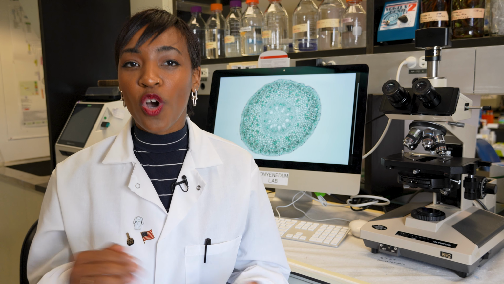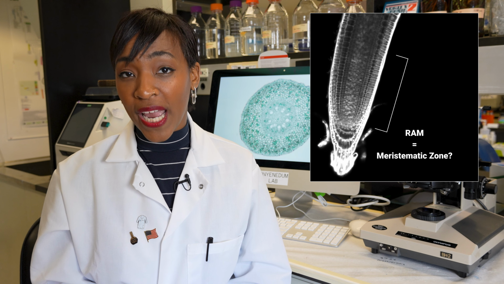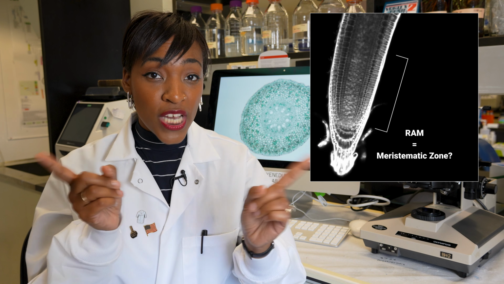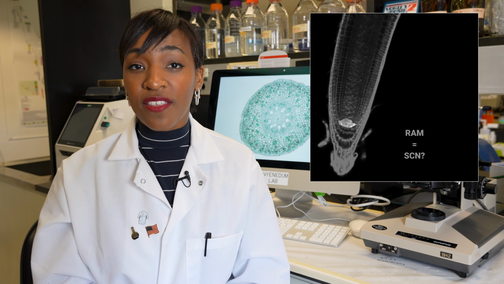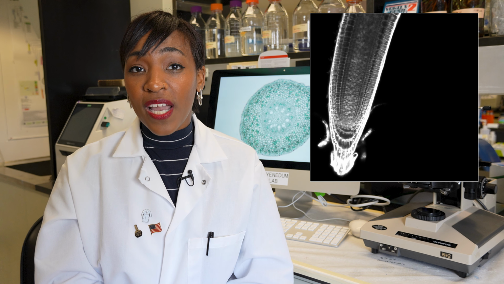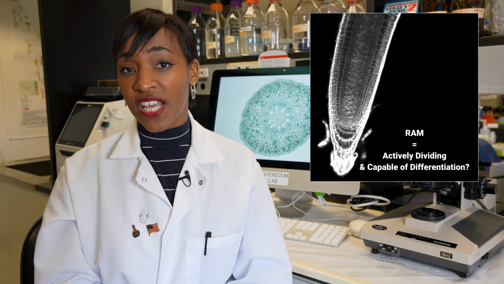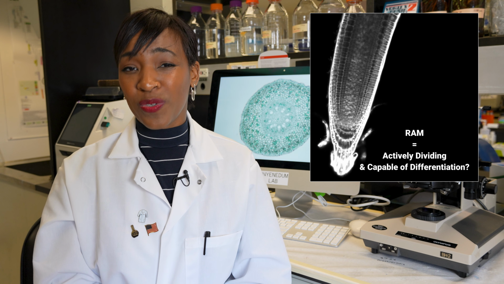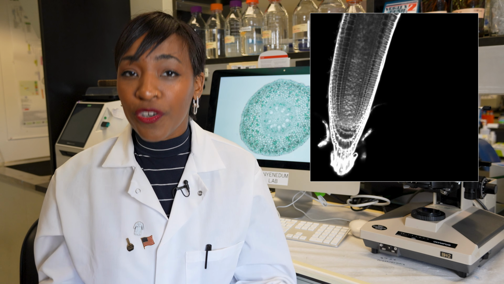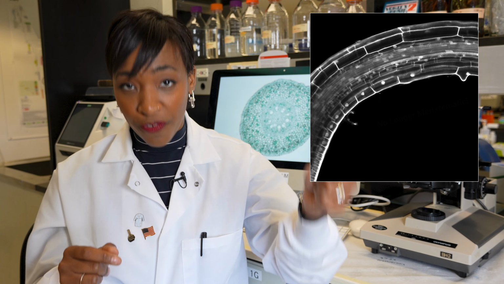Which of these zones overlaps with the RAM is a matter of debate. Some researchers use RAM and meristematic zone interchangeably. Others will say the RAM and SCN are synonymous. Some define the RAM as all cells that are actively dividing and capable of differentiation, and that can even vary between species. But what we can all agree is that the cells in the late elongation zone and differentiation zone are no longer meristematic.